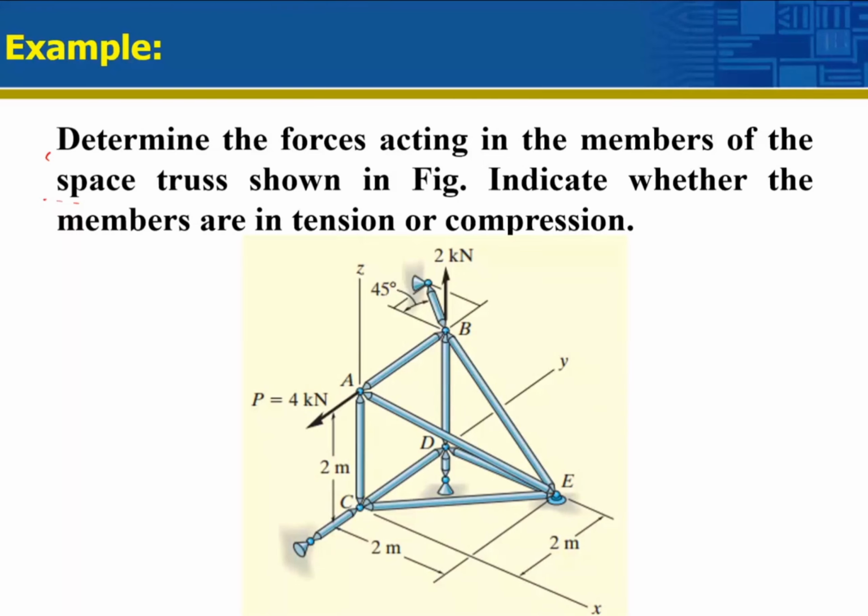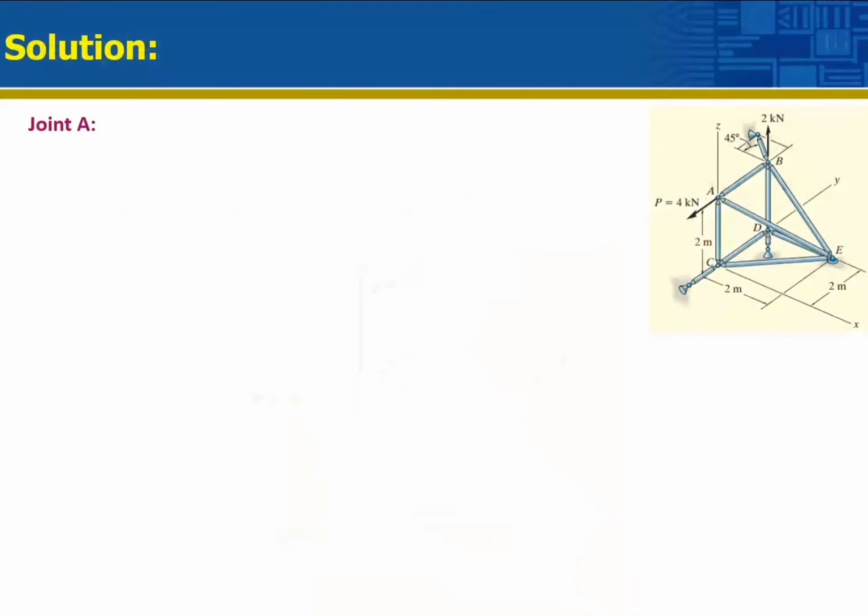Remember what we've got here. We've got support here. We've got support here. We've got another support here. We've got support here, and we've got two active forces. So let's look at joint A. Where's joint A? That's joint A. So at joint A, what do we have?